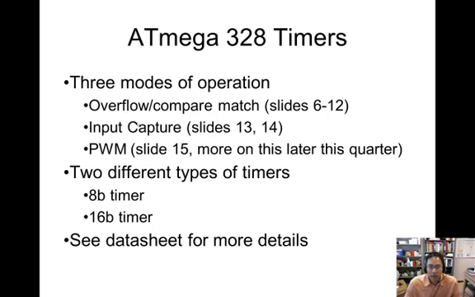Okay, so for the ATmega 328, there are three basic modes of operation. There's overflow and compare match: basically, having the timer generate an interrupt or some event when the timer reaches either some value or overflows. And in the 328, there are 8-bit timers and 16-bit timers. So when it overflows, it could either be after 64K events or 256 events.